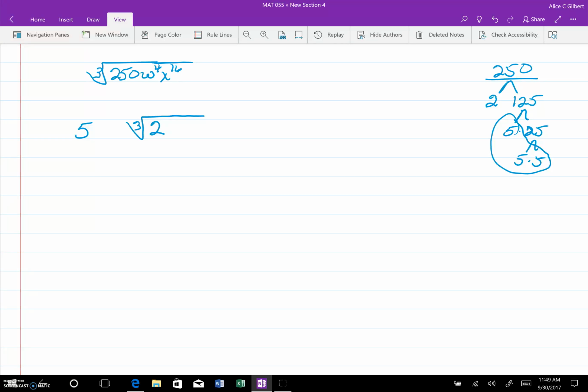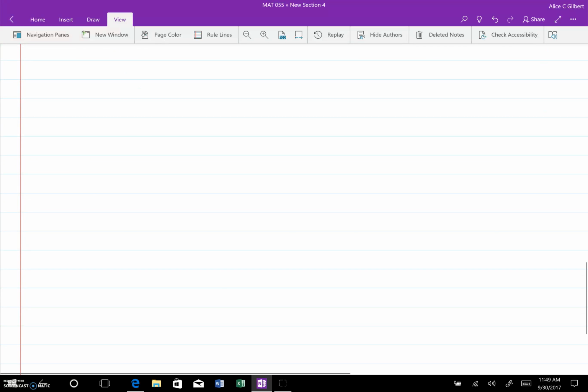Now, how many 3's in 4? Well, there's just 1 and 1 left over. Okay, so the 1 gets to come out and the other one has to stay underneath. 3 plus 1 is 4. How many 3's in 16? There are 5 and 1 left over. So that's my answer. Okay, let's look at another one.